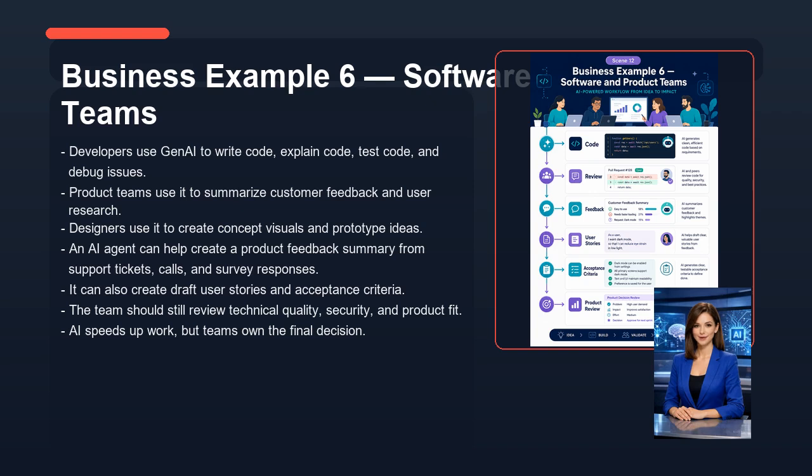An AI agent can help create a product feedback summary from support tickets, calls, and survey responses. It can also create draft user stories and acceptance criteria. The team should still review technical quality, security, and product fit. AI speeds up work, but teams own the final decision.